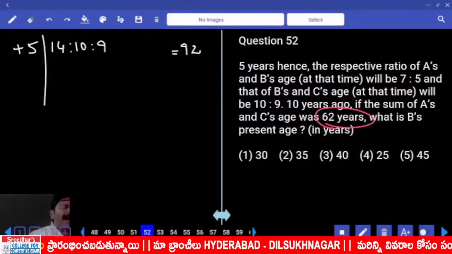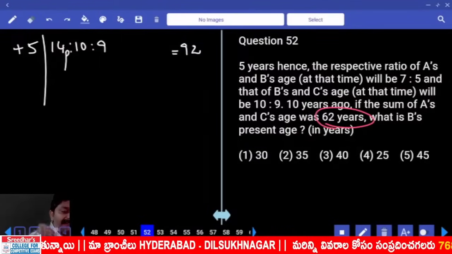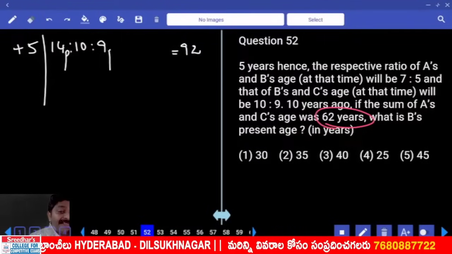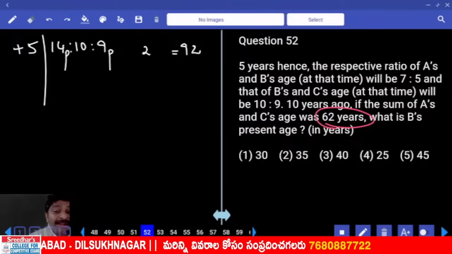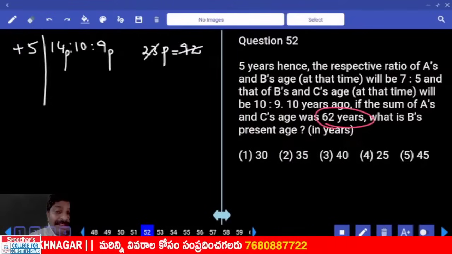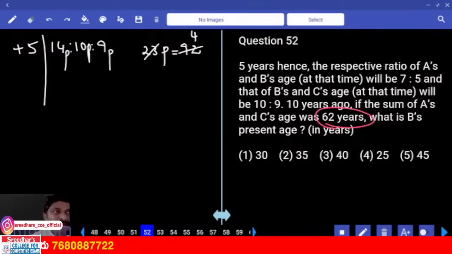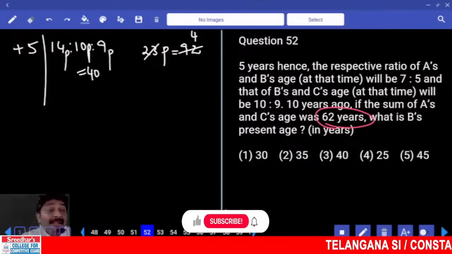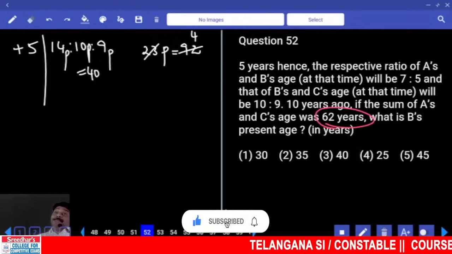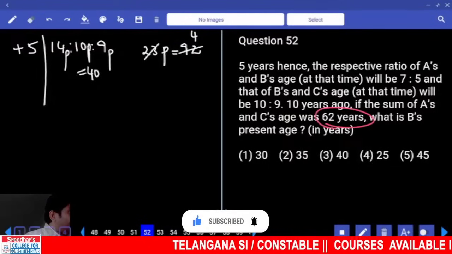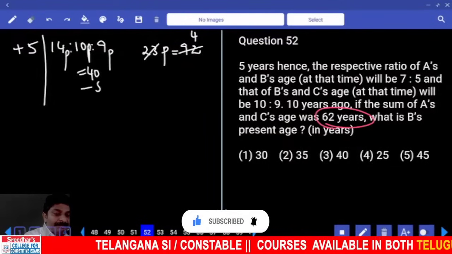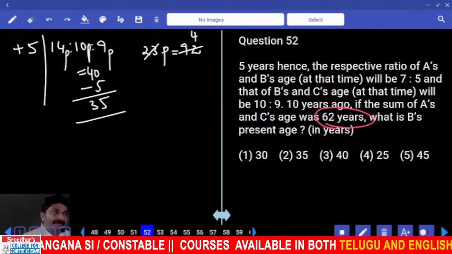After 5 years, A's age is 14 parts, C's age is 9 parts. Sum is equal to 23 parts. 92 is 23 how many times? 4 times. So 1 part is equal to 4. Now go to the question. What is B's age? B's age is going to be 10 parts, according to the ratio. When 1 part is equal to 4, 10 parts is going to be 40. After 5 years, B will be 40, correct? You have to subtract 5 years, then the answer is 35.